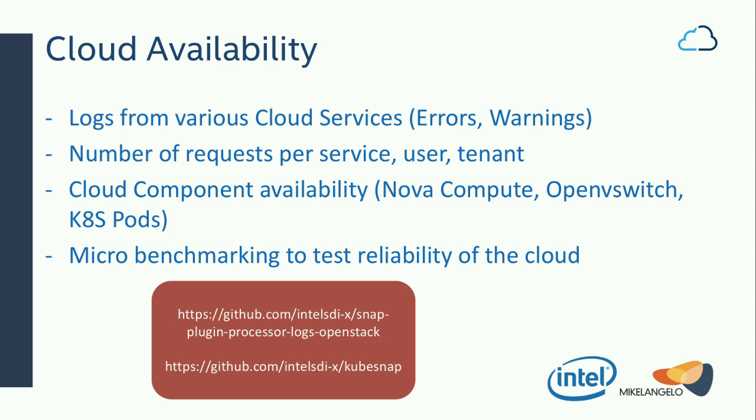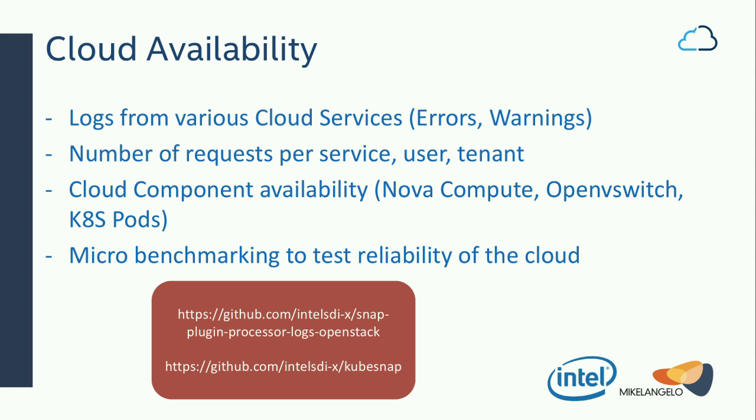You want to get lots of data from the various cloud services, mostly errors and warnings, because all the others are really not important. It's really important to get the number of requests per service, user or tenant, because servers can be easily overutilized just by queries to the API, which I have seen many times. And of course, you need to check all the components' availability, that all the things are running and not returning errors.